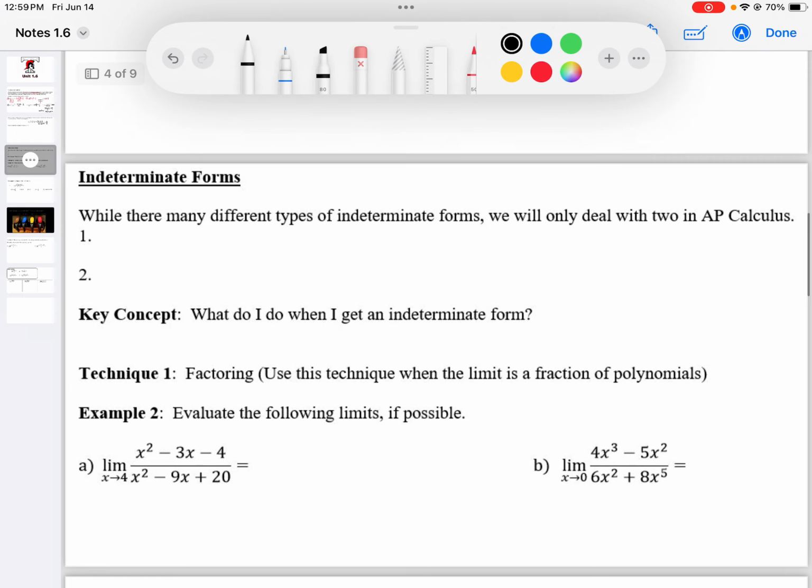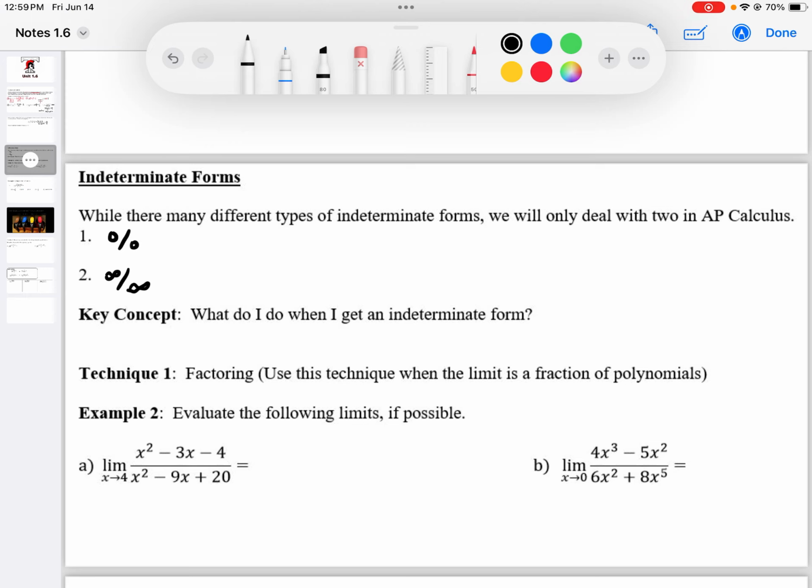So let's go down here. Before we solve that problem, we're going to solve it here in a second. But let's talk about the indeterminate forms. So we'll have 0 over 0 or infinity over infinity. Those are our indeterminate forms. So if I get an indeterminate form, there's several ways that we can still find the limit.